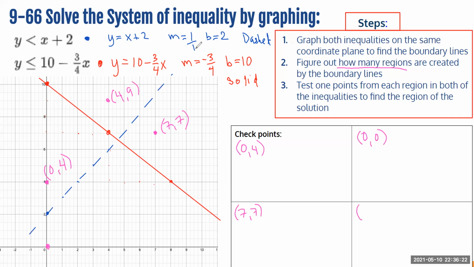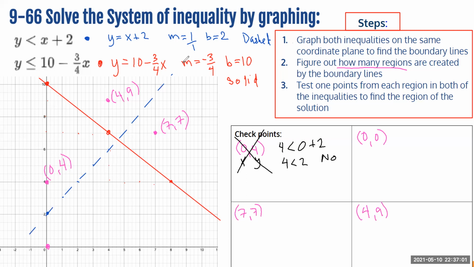Okay. So now we go and substitute these x and y values into our original inequalities. And we have to test both. So remember, this is an x and this is a y. So when I go to plug them into my inequalities, the first inequality would be 4 is less than 0 plus 2. Is 4 less than 2? Nope. So right away, if you get one that doesn't work, then it's not the solution for both inequalities. So that's a no. 0, 4 is out. That is not the one.